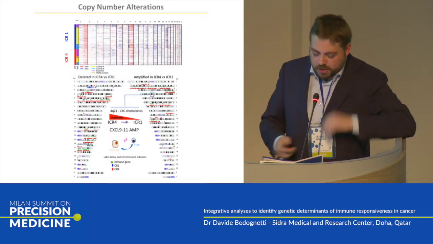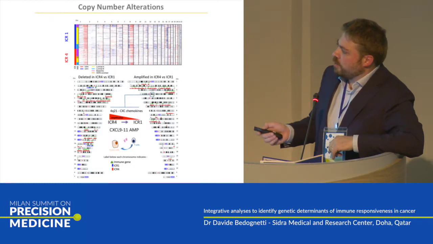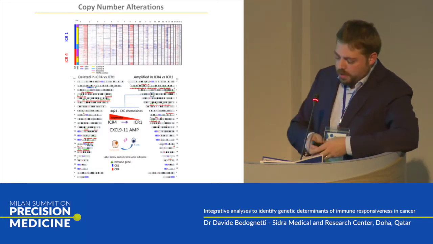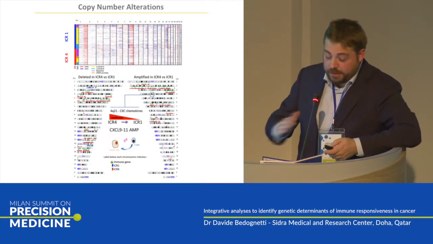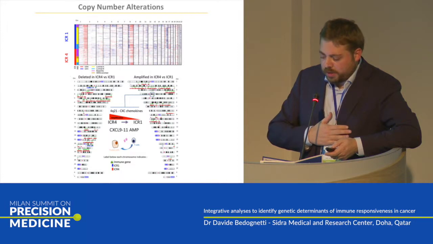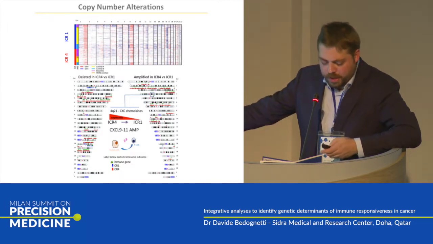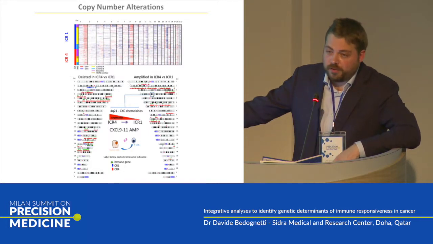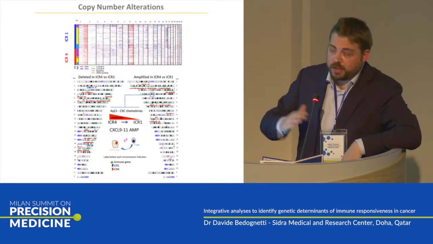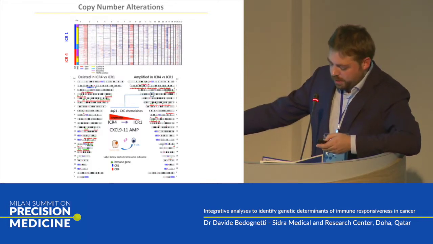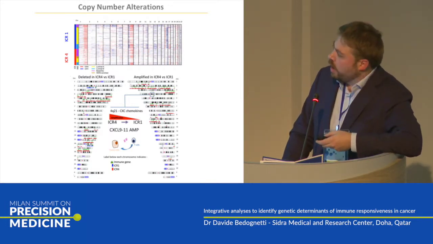So there was a focal amplification of this chromosome segment that contained the genes CXCL9, 10, 11, that are genes that encode for chemokines that are important for the attraction of Th1 and cytotoxic T cells, and that were also included in our signature. So this was the first point.